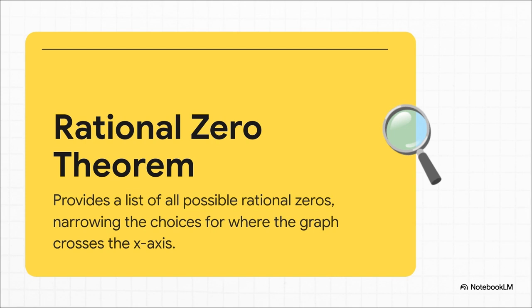Instead, we use this amazing tool called the rational zero theorem. Now, it sounds fancy, but here's what it does. It gives you a complete list of every possible rational number that could be a zero. It basically takes a giant haystack of infinite possibilities and shrinks it down to a tiny, manageable pile so we can actually find the needles.